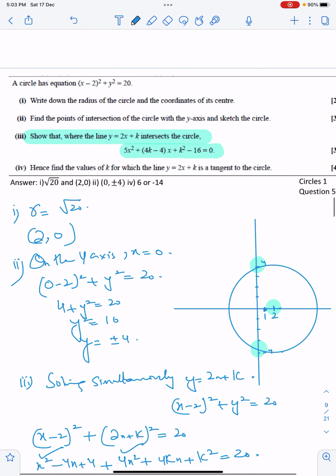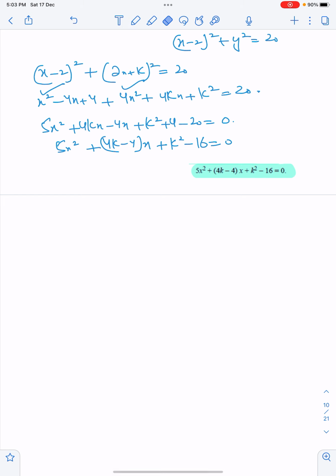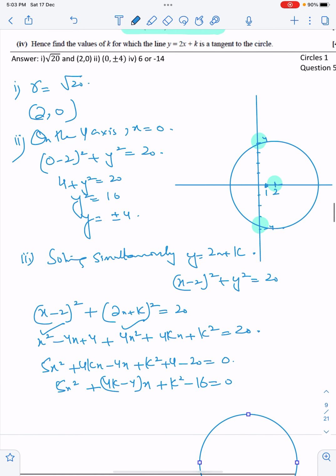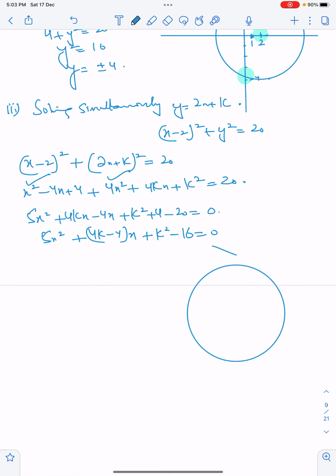Hence, find the value of k for which the line is a tangent to the circle. Whenever the line is a tangent to the circle, that means it is touching the circle at only one point. So the point of intersection is only 1. So that means b square minus 4ac equals 0. The b square minus 4ac is called the discriminant, and the discriminant equals 0. We know a is 5, b is 4k minus 4, and c is k square minus 16.